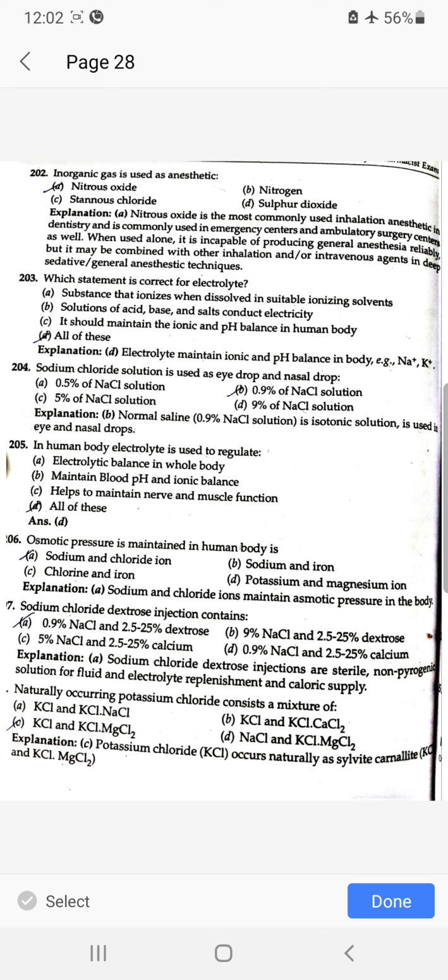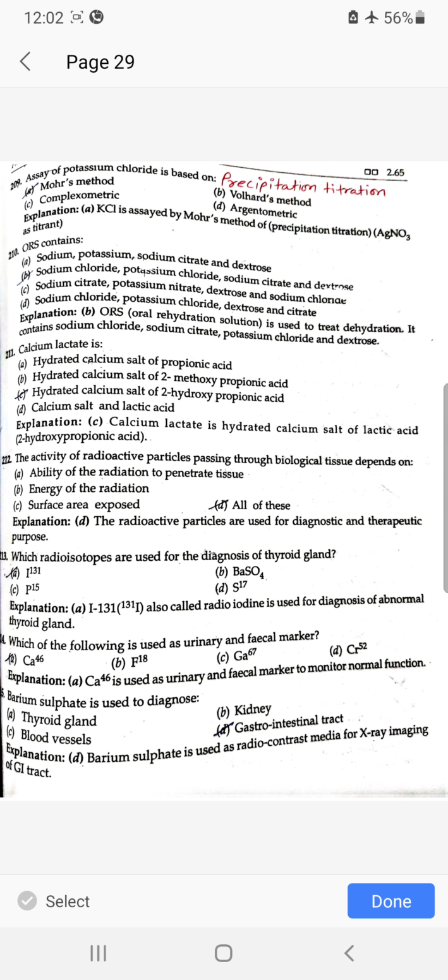Naturally occurring potassium chloride consists of a mixture of potassium chloride and magnesium chloride. Assay of potassium chloride is based on the Mohr method. ORS contains sodium chloride, potassium chloride, sodium citrate and dextrose. Calcium lactate is a hydrated calcium salt of 2-hydroxypropionic acid.